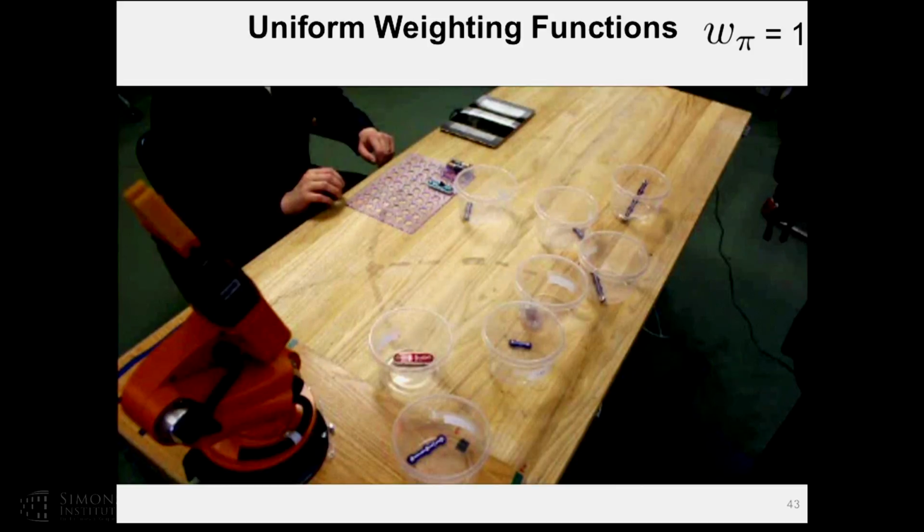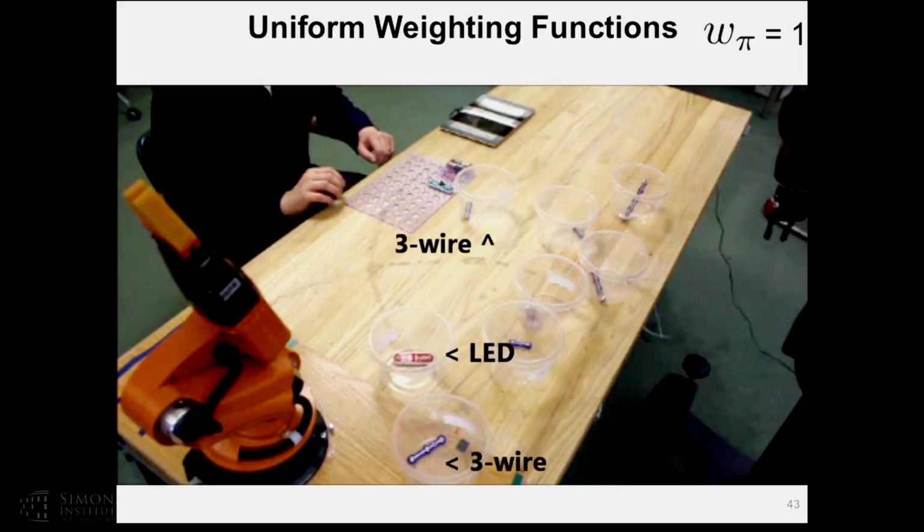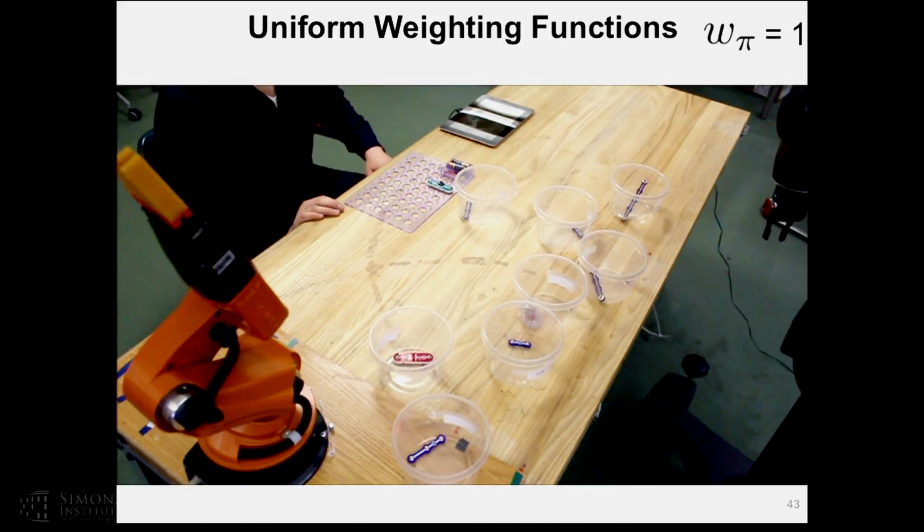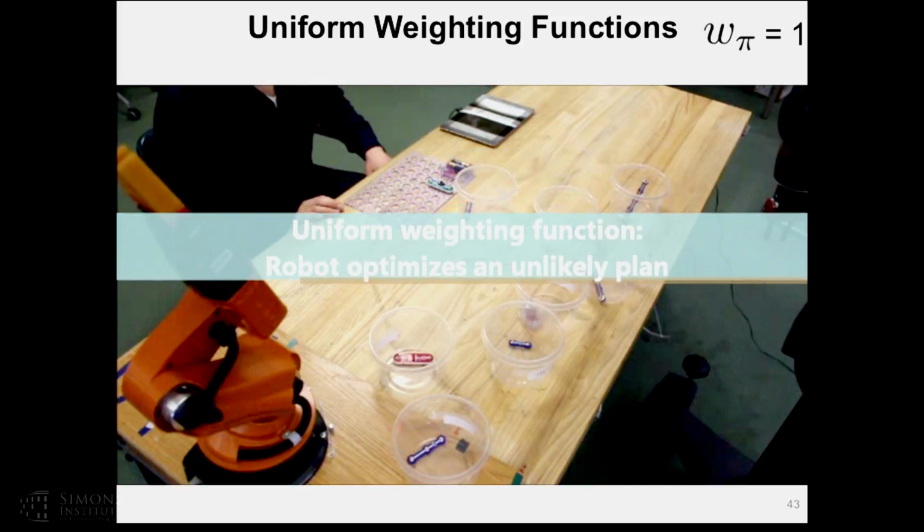So what's going to happen is we have these different pieces from these snap circuits available on the table in these little cups so they're easy for the robot to grab, and a human who's got a specific task in mind. In this case, they're trying to build a switched LED, and there's one nice 3-wire component there, and another 3-wire component there.